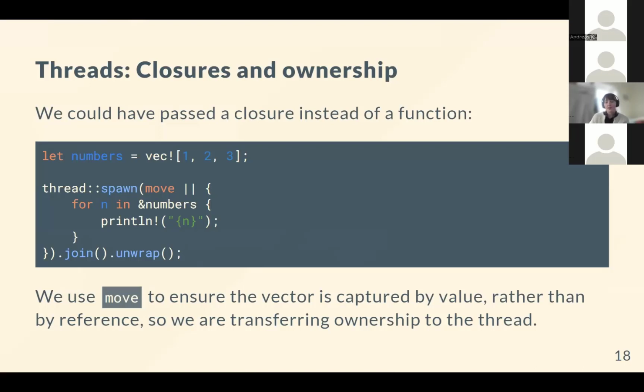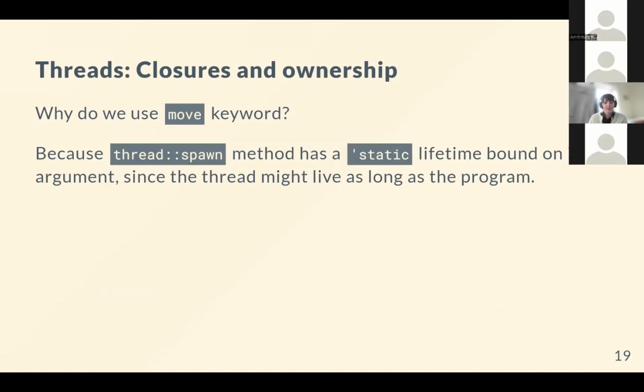In those cases, we were passing functions in, but you can just as easily pass closures. We have to use move in cases where we would be capturing by reference, and that's because otherwise we don't know if the reference would live long enough. So what move does here is it ensures that the vector is captured by value rather than by reference and transfers the ownership into the thread. So numbers can no longer be used in the thread that's spawning this inner thread. It can only be used inside that spawned thread.